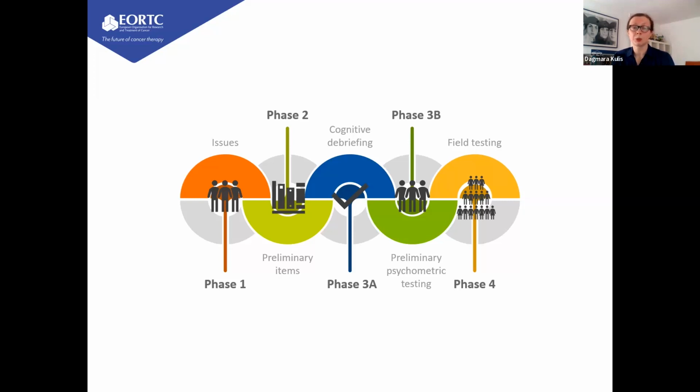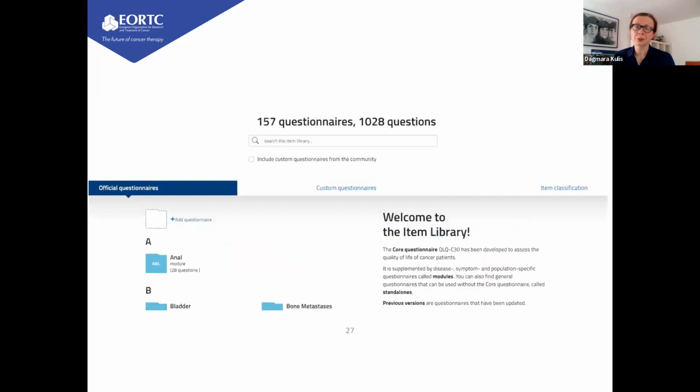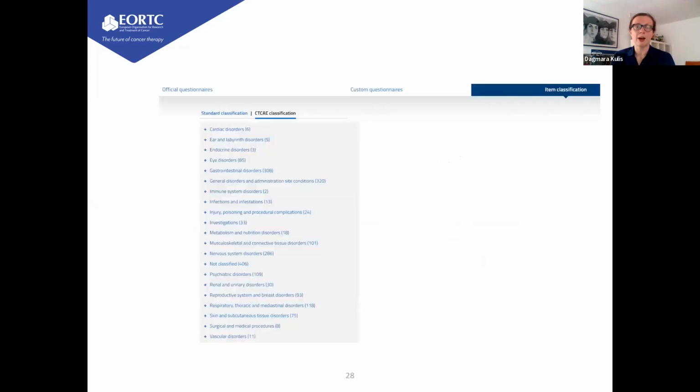So it's definitely possible to create a PROM with what we have, also for other diseases. And we already had quite a few examples of that. So once again, this is the item library, and it is quite easy to search. We also have different ways to classify items that makes it easier to choose the right ones.